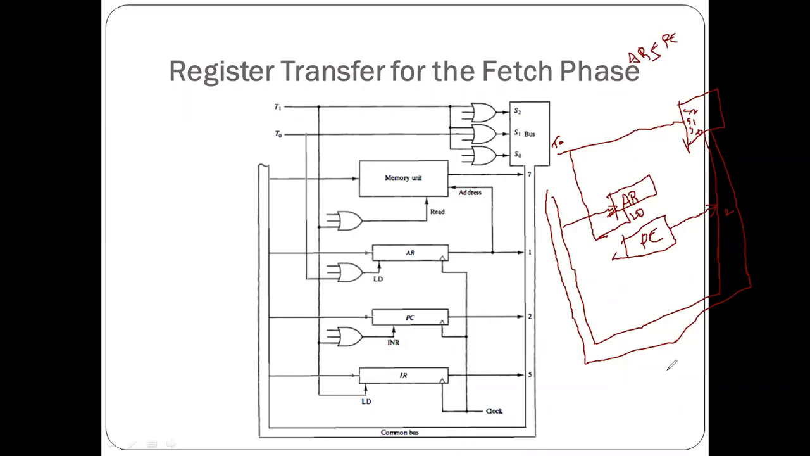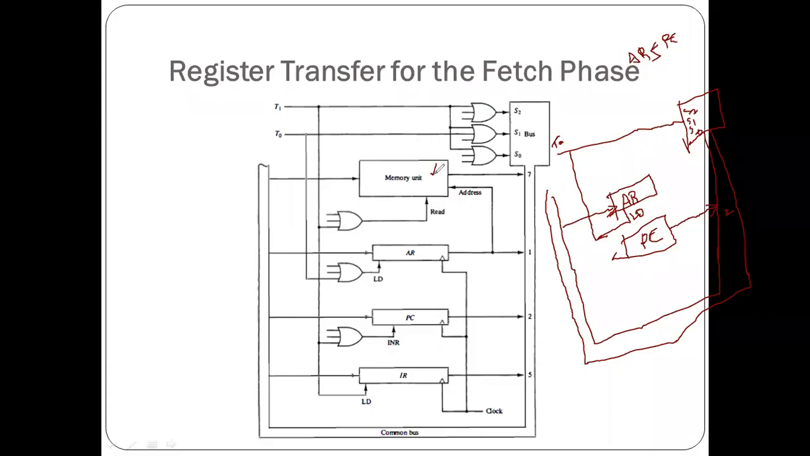Okay, next, the address which is available in AR is connected to memory via these lines, right? And now the memory unit will place the 16-bit instruction code onto the common bus after selecting the memory, right? Okay, so you have to read your 16-bit information from memory and place it into the IR register. That is the next micro operation.